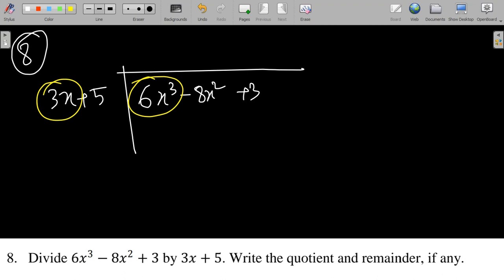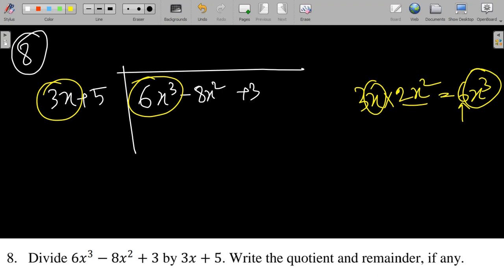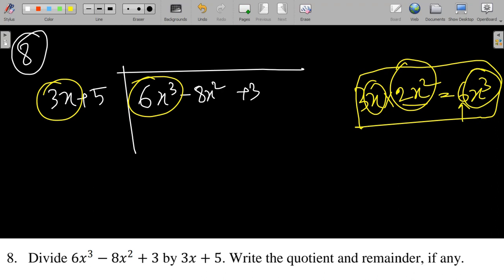So now we have a question: if we have 3x, what will be multiplied with this 3x to get this term 6x cube? In terms of number, we know that we have to multiply with 2, because 3 into 2 gives us 6. But we need x cube and we have a single x, so we have to multiply it with x square. This you can think very easily in your mind. So we have to multiply with 2x square. Whenever you have got this term, you have to multiply it with all the terms here.